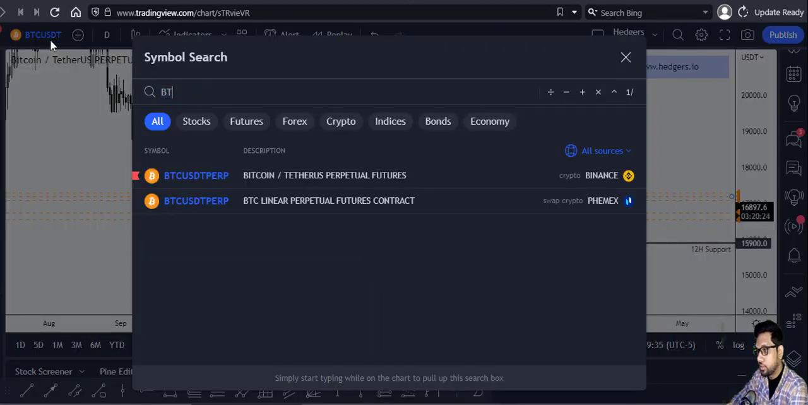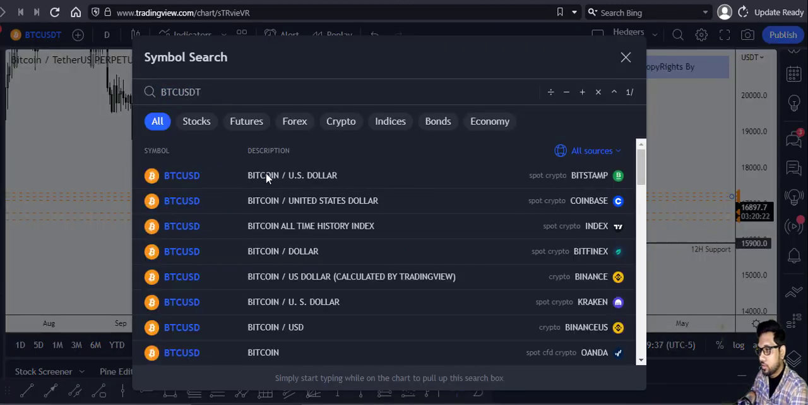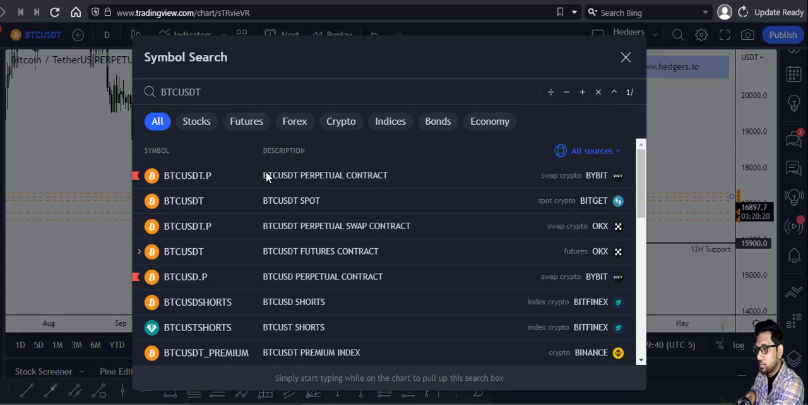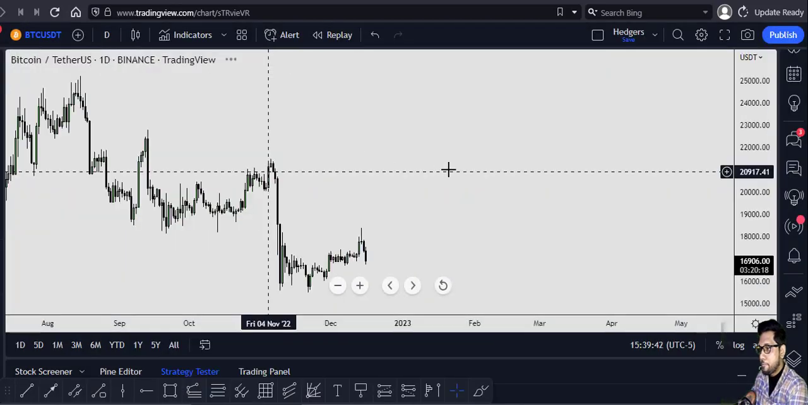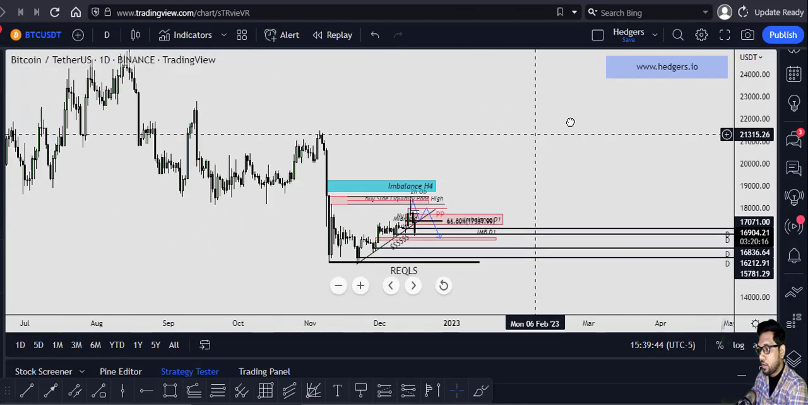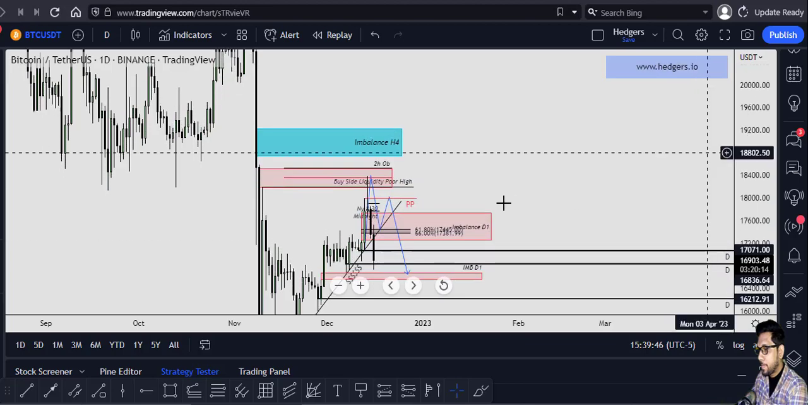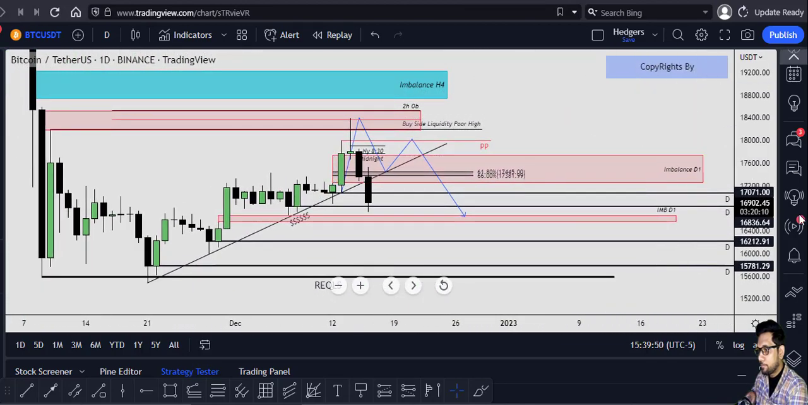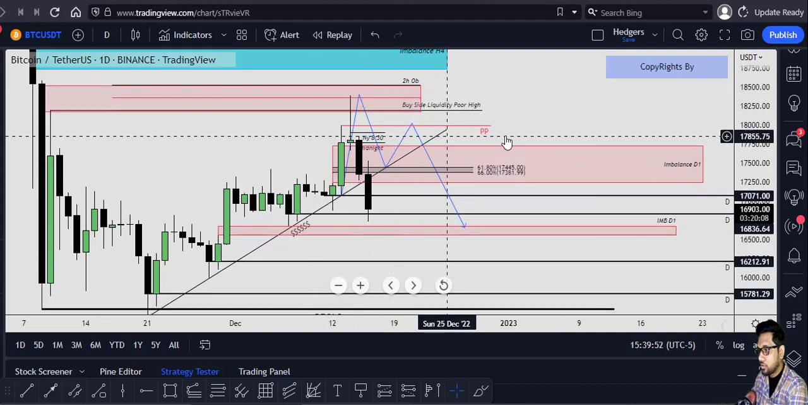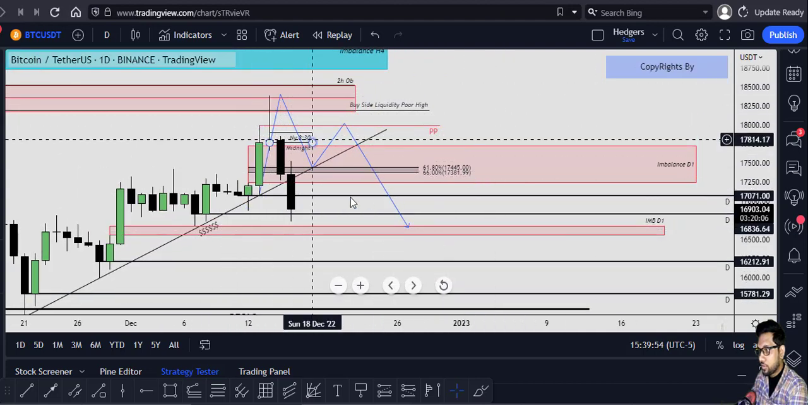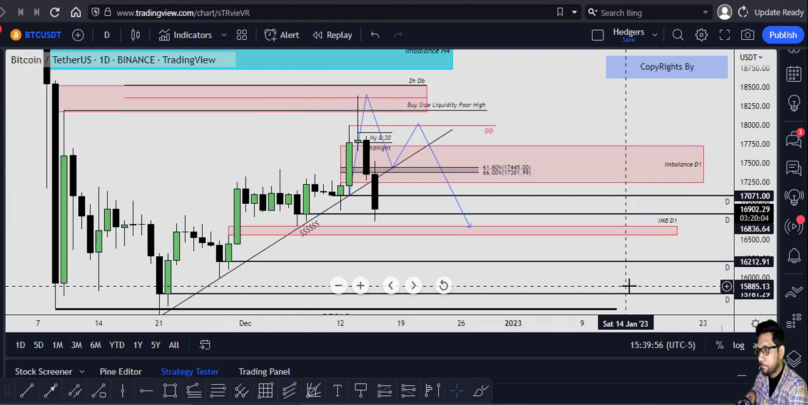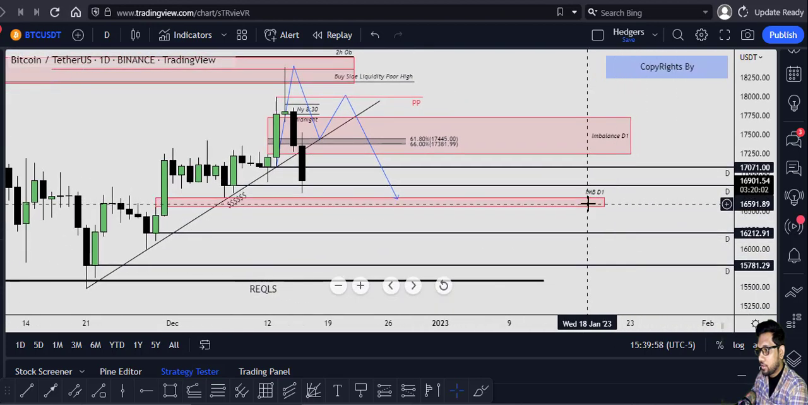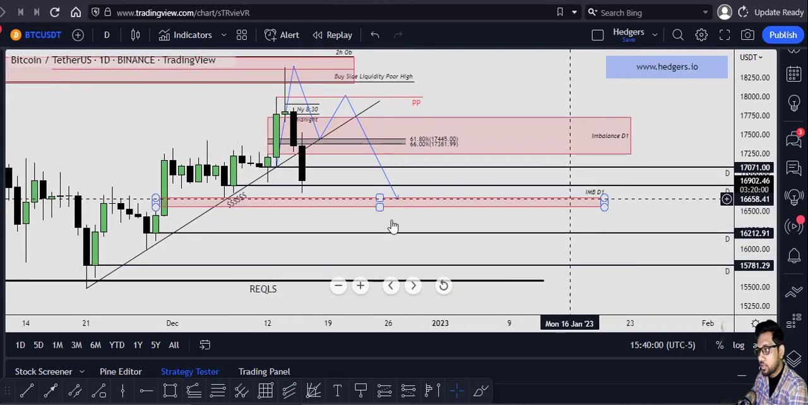Yes, maybe this one. Okay, sorry. Here we go. Did you see that? Exactly to the dollar. We took that setup, targeting the daily imbalance here.